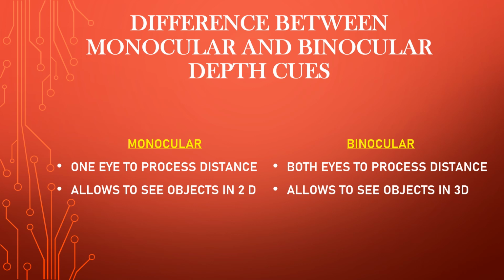The difference between the monocular cue and the binocular depth cue, you already understand from the definitions and the types. But again, just in 2 points, we can see that the monocular cue uses one eye to process the distance. The binocular cue uses both eyes to process the distance. In monocular cue, it allows us to see objects in 2 dimensions, but in binocular cue, it allows us to see the objects in 3 dimensions. That is, a better quality image is seen through the binocular cue.